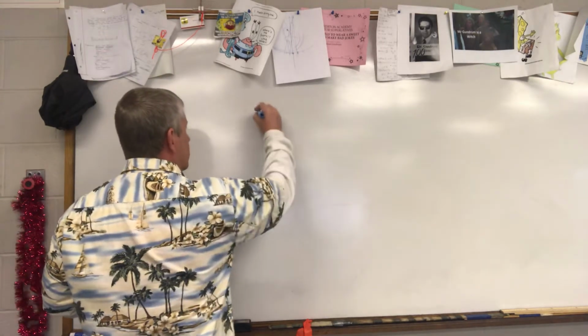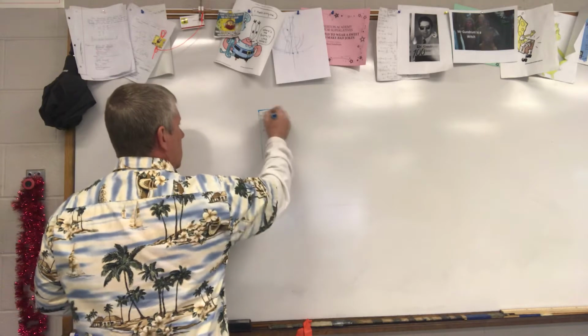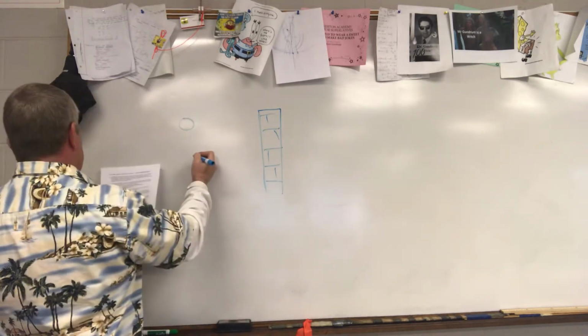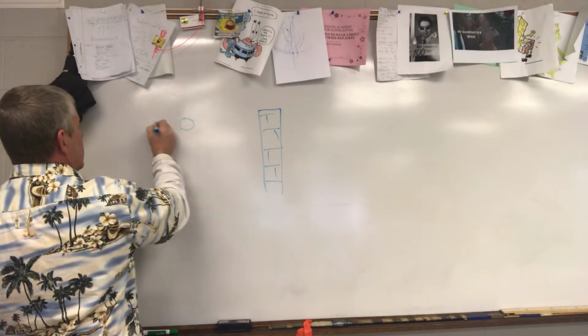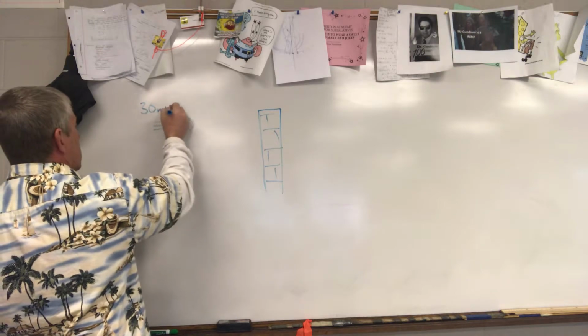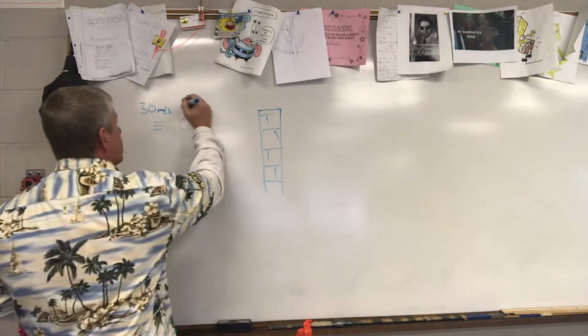So here is a wall. I'll make it a nice looking brick wall. And I've got a ball. It's a tennis ball. And it's zipping along at 30 meters per second. Nice fast tennis ball. Only has a mass of 0.5 kilograms.